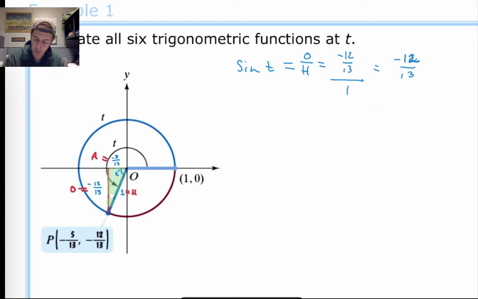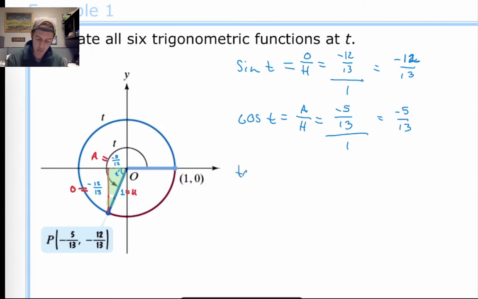That 2 looked a little bit like a swan. There we go. All right, the cosine of angle T is found by taking the adjacent side length and dividing it by the hypotenuse, which here is equal to negative 5/13 divided by a hypotenuse of 1, which is equal to negative 5/13. It doesn't matter if you put the negative next to the 5, next to the fraction bar, or next to the 13. As long as there's one negative in there, you're good.